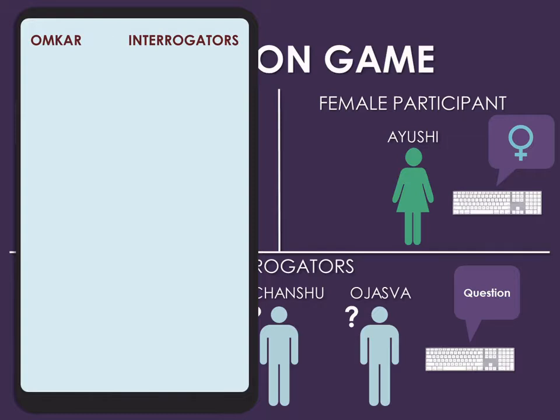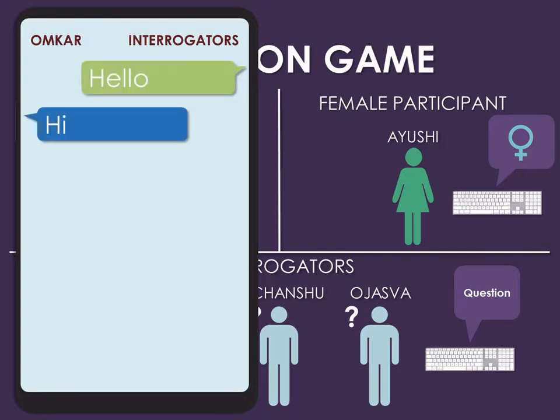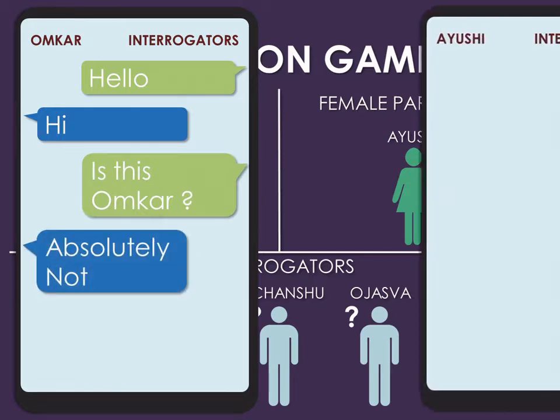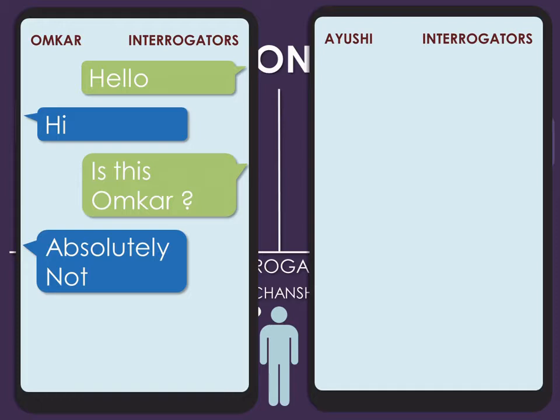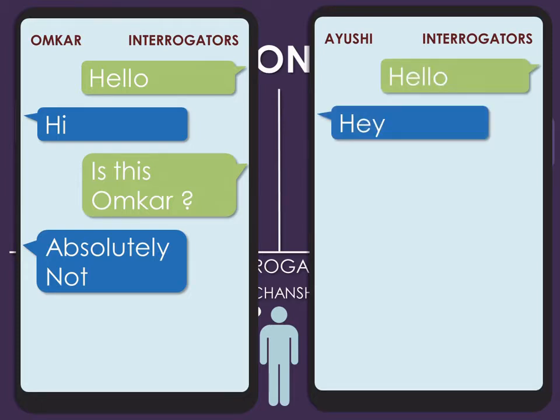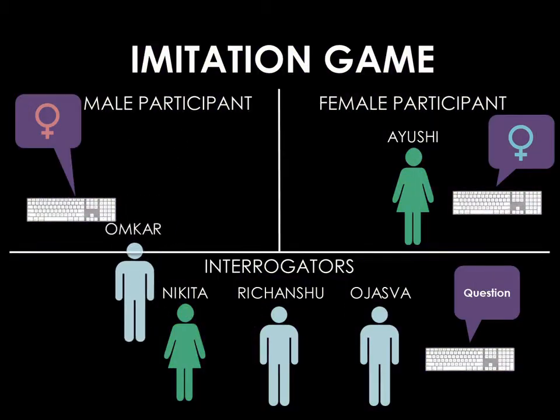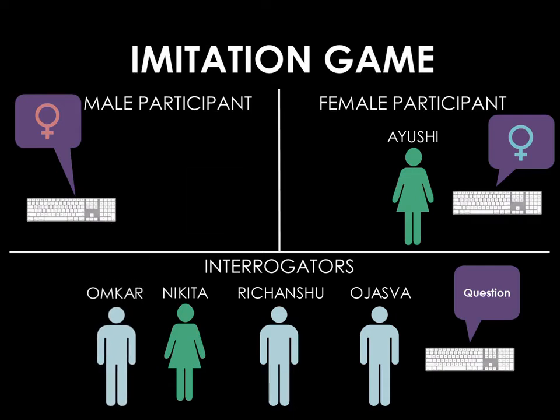In this scenario, Omkar will ensure that all messages coming from him will make it seem that they are coming from Ayushi, while messages from Ayushi will try to enforce the idea that her set of messages is from herself. The game tests the ability of player 1, here Omkar, to imitate the behavior of player 2, that is Ayushi. Alan Turing used the same concept but with a machine.